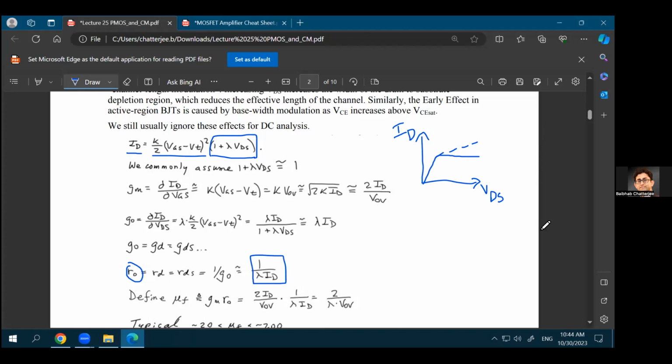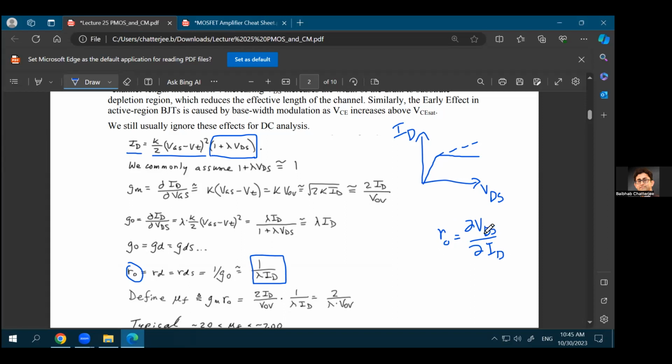The output resistance. Because what is resistance? Resistance is del VDS over del ID. Remember that VDS and ID both are output quantities. The VDS is your output drain to source voltage of the MOSFET, and ID is the output current of the MOSFET. So del VDS over del ID will definitely give you the output resistance, just from Ohm's law. Resistance is voltage divided by current.